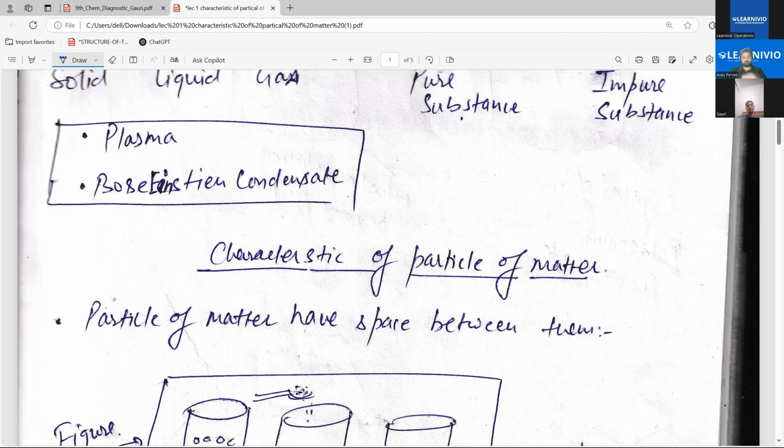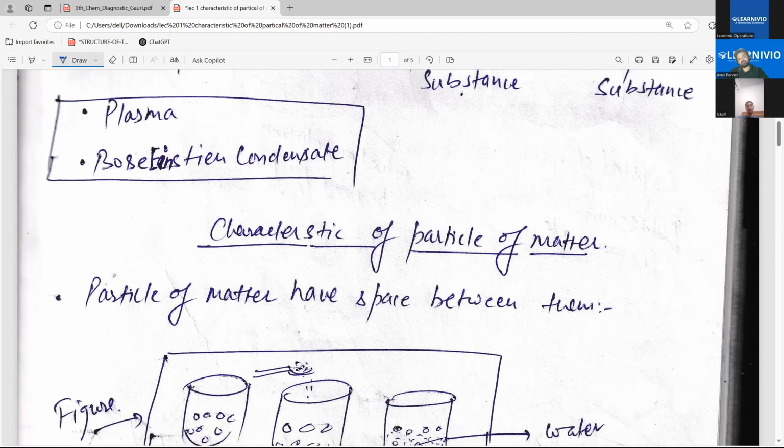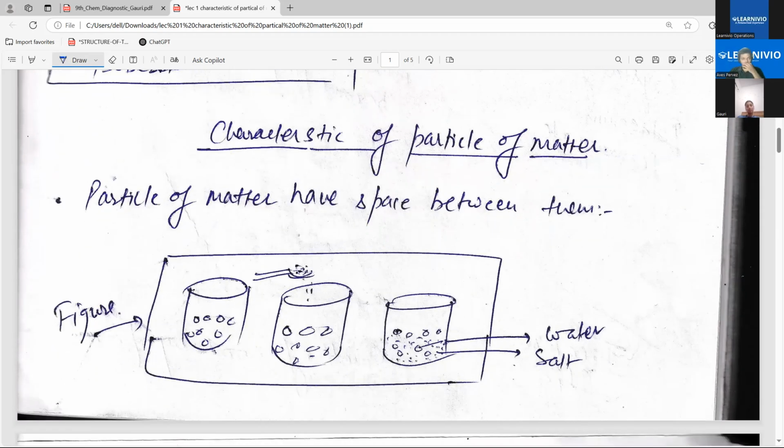Now the first property of matter. What is the first property of matter? We'll simply say that particles of matter have space between them. What is a characteristic? Characteristic means identity, something specific. Like if I ask you what is the characteristic of a refrigerator, it has a cooling effect. It cools the things that are kept inside it.